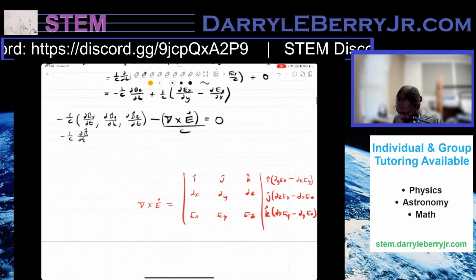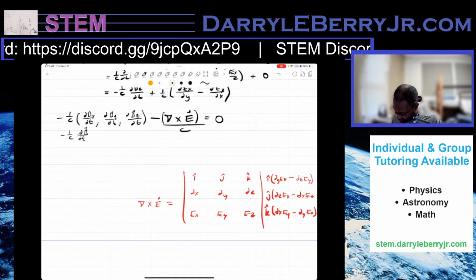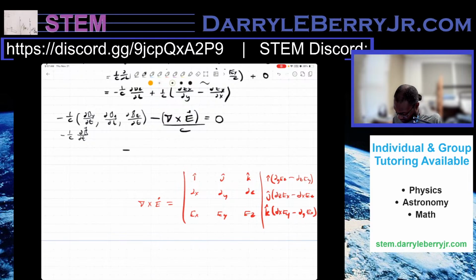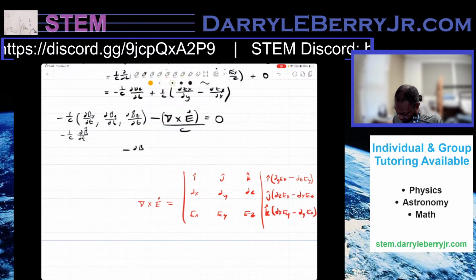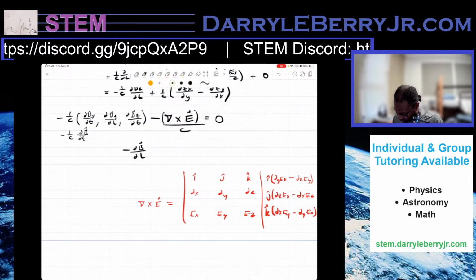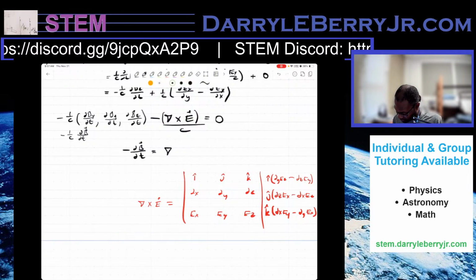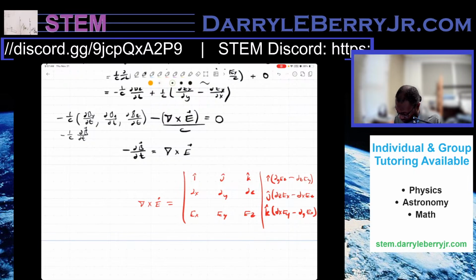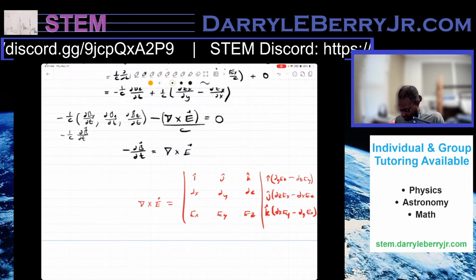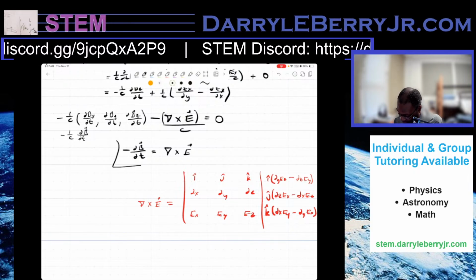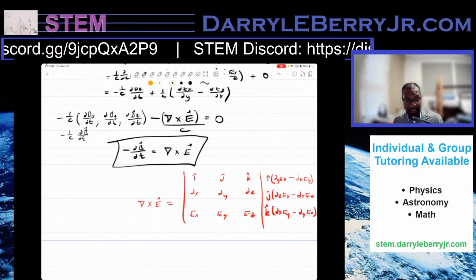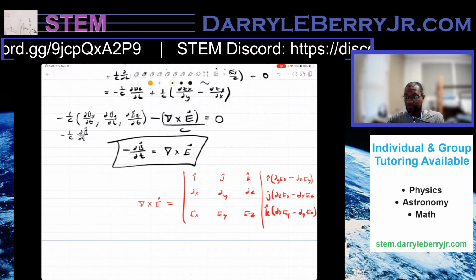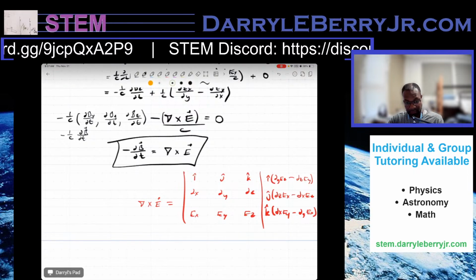So I can move one of these to the other side and say negative partial b over partial t equals the curl of e. And since they're both divided by c, when it's on the other side, the 1 over c's cancel. And then we have the equation they wanted. So that's that one.